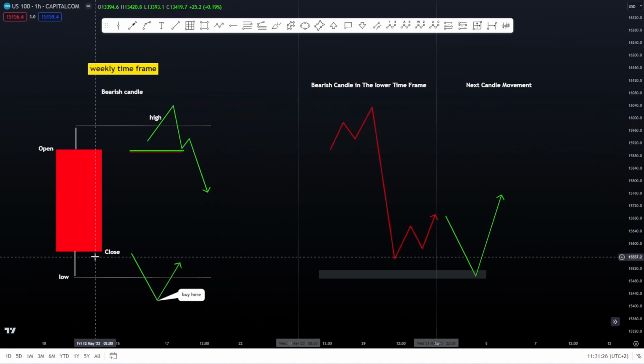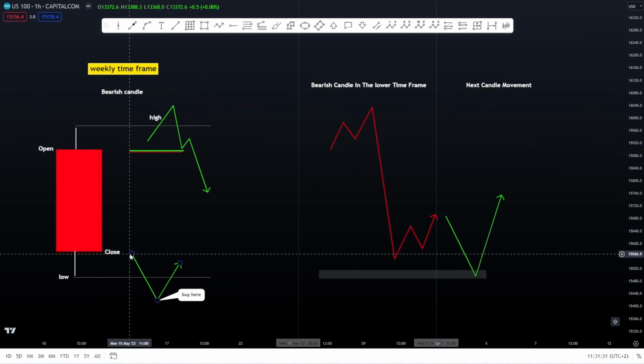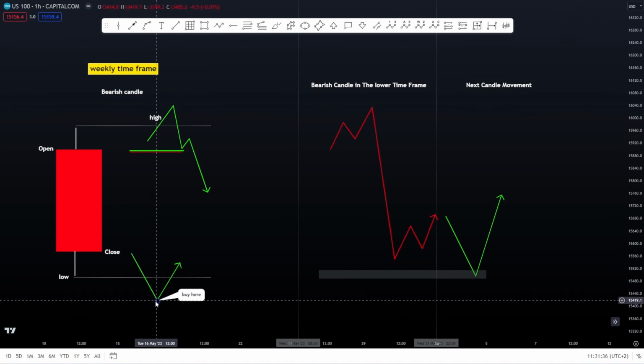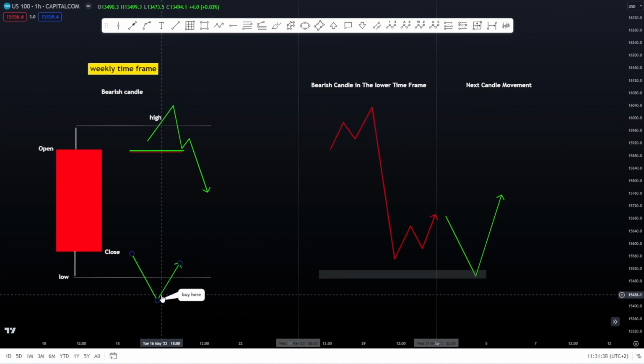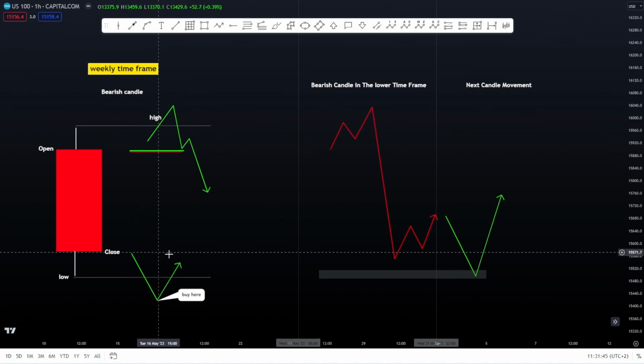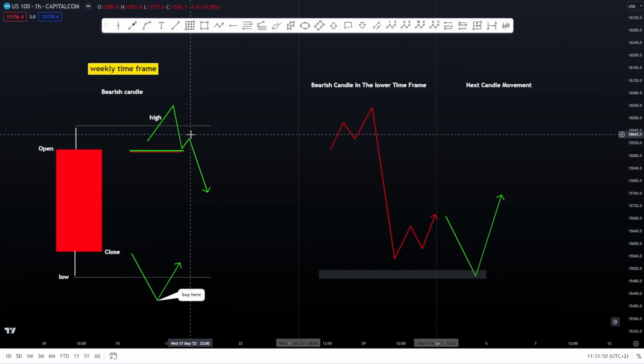So for instance, we close around here and then the market suddenly lowers aggressively, then that means you will be looking to buy, because you will be buying at the low of the next week, or the low of the current week that is happening. I hope you understand this properly.